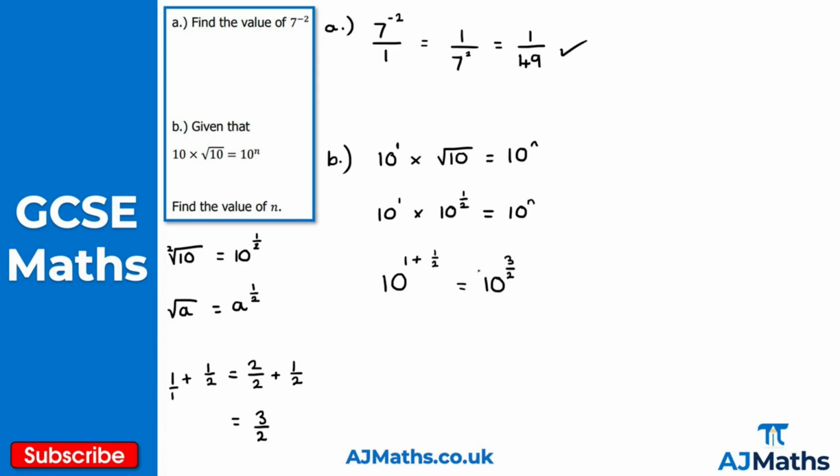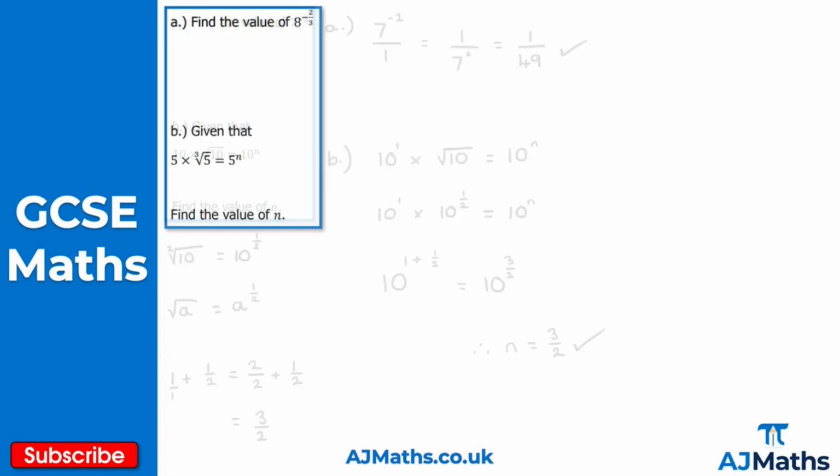And in that case then, because we're simply looking for n here, which is my power, we can see that n is 3 over 2 there. Okay. And there we have it. So that's the solution to question 5. So to finish with here, we take a look now at the very last question. Again, we've got 2 parts. Let's begin with part A.